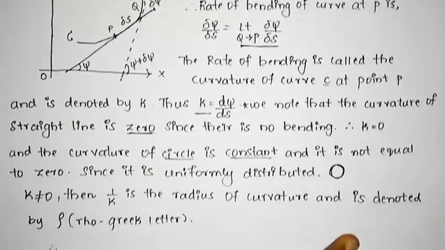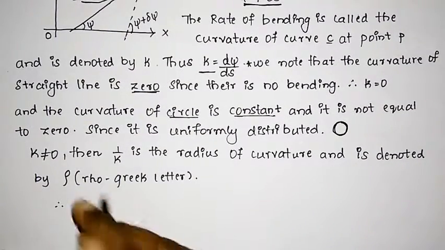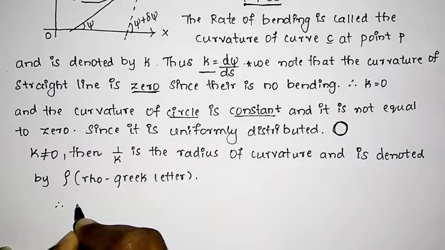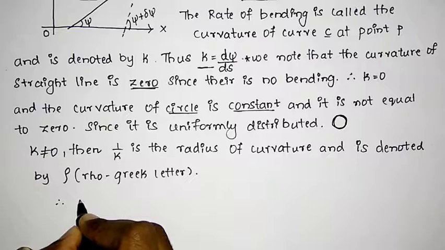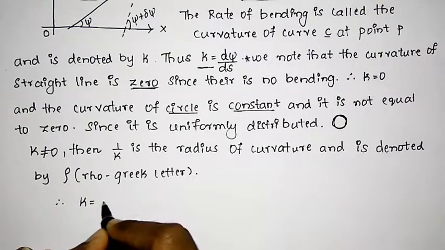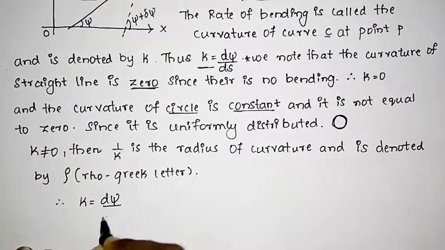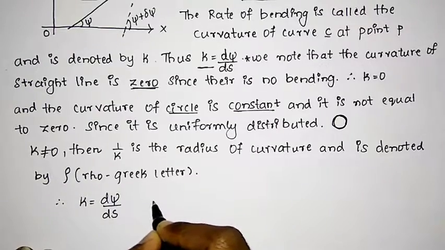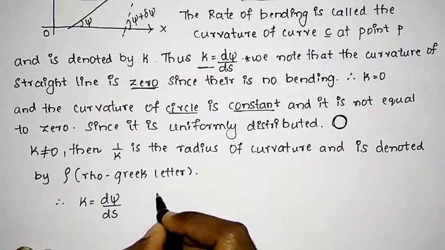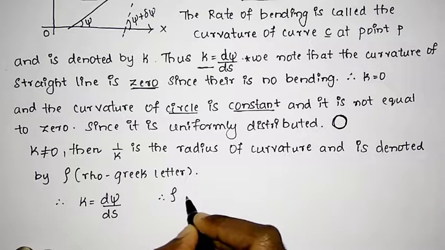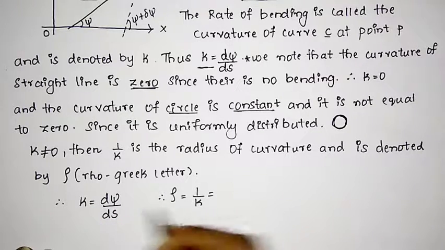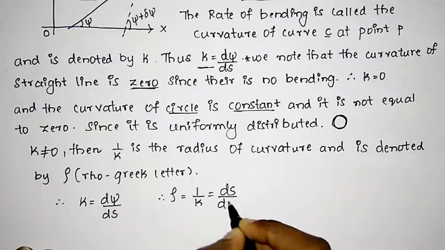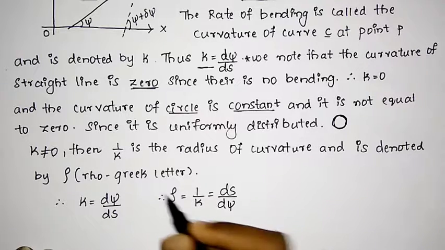Therefore the radius of curvature can be written as follows. We know that the curvature is given by d phi by ds. And what about the radius of curvature? The radius of curvature is denoted by rho, and it is the reciprocal of curvature. So it will be 1 divided by k. If it is a reciprocal, then it will be ds upon d phi. So this will be the equation for the radius of curvature.